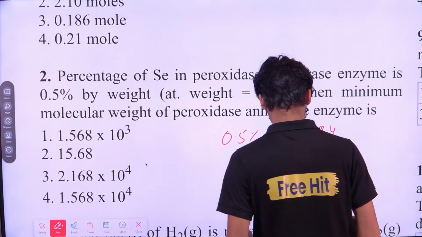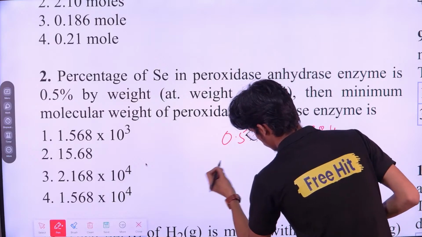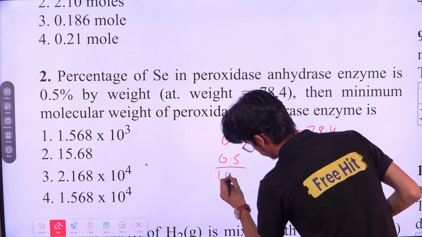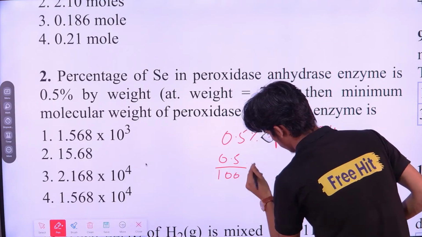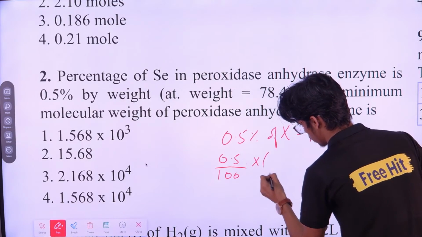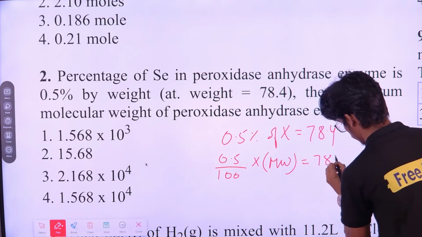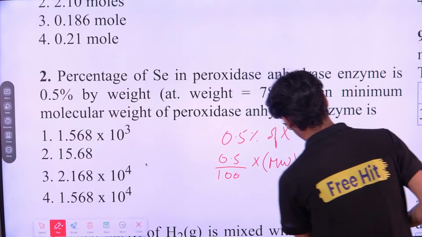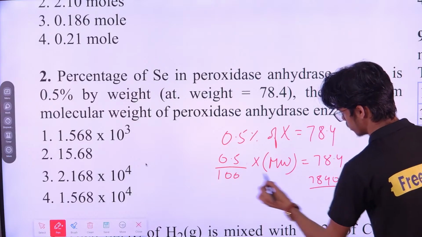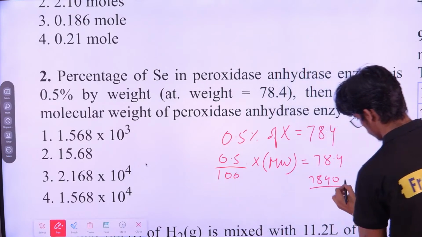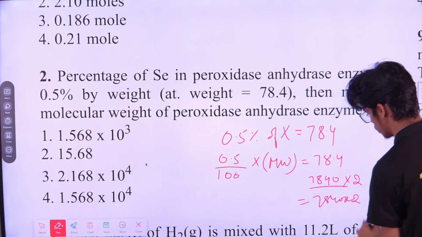No. Okay, 0.5% weight of X, it means how much? 0.5 by 100 of X. It means of is multiplication, times whatever the molecular weight of the compound is. That is equal to 78.4, right? Then what is the answer? 7840, because I multiplied by 100, then I divide by 0.5, so I have to multiply it by 2. 7840 into 2. Let's see.